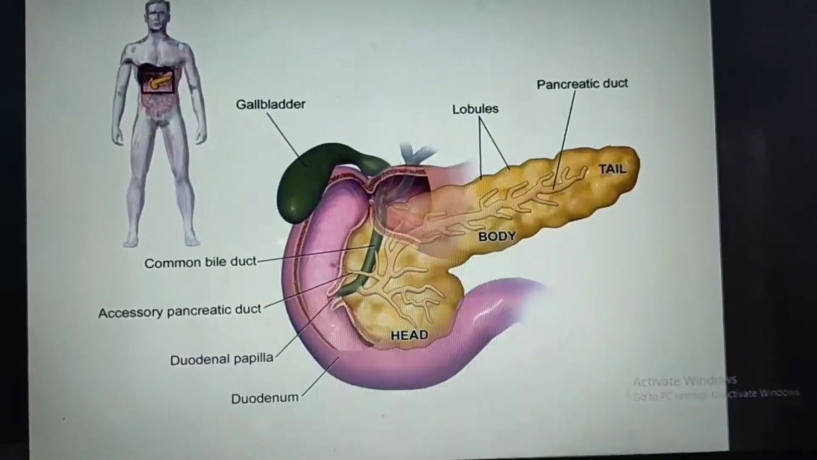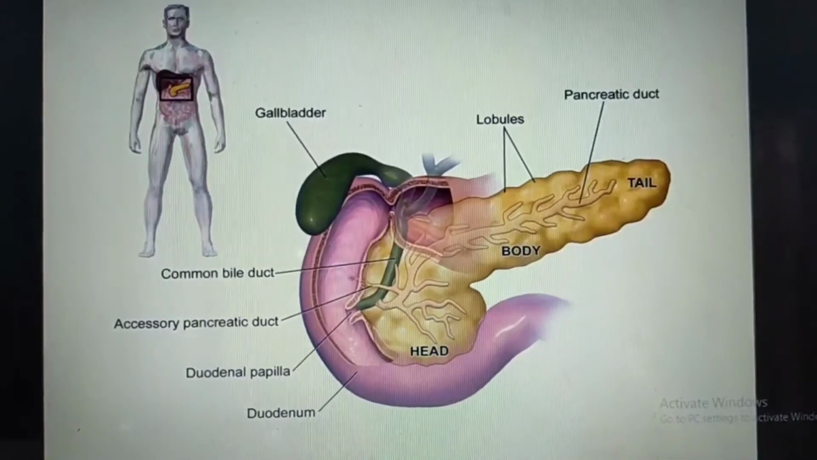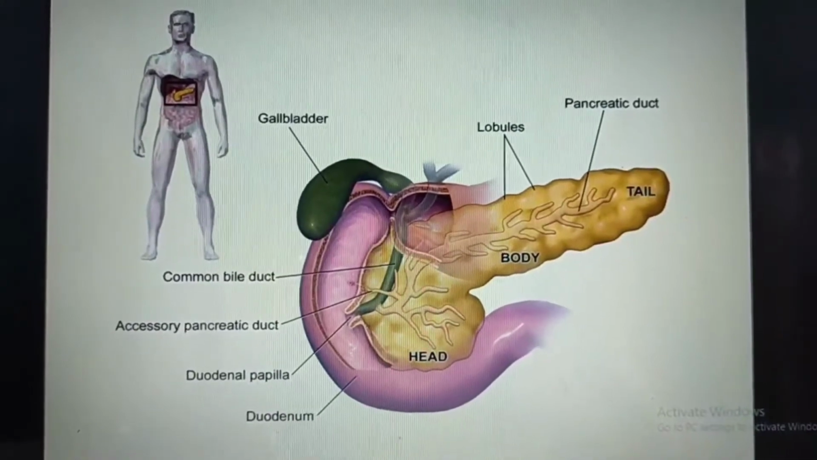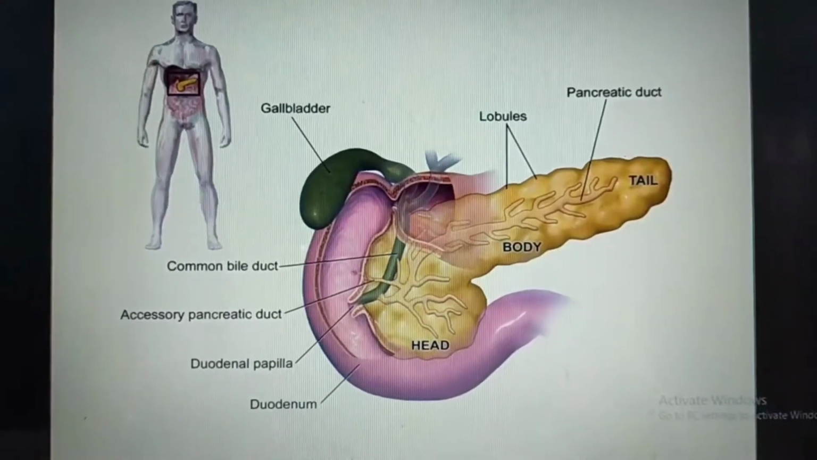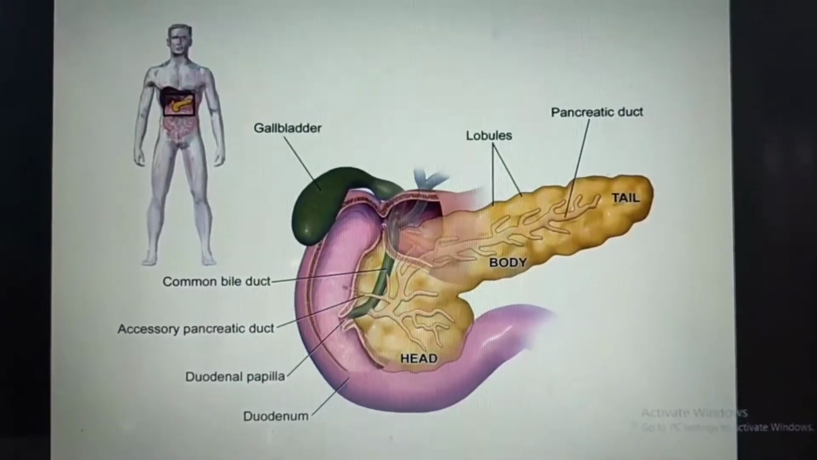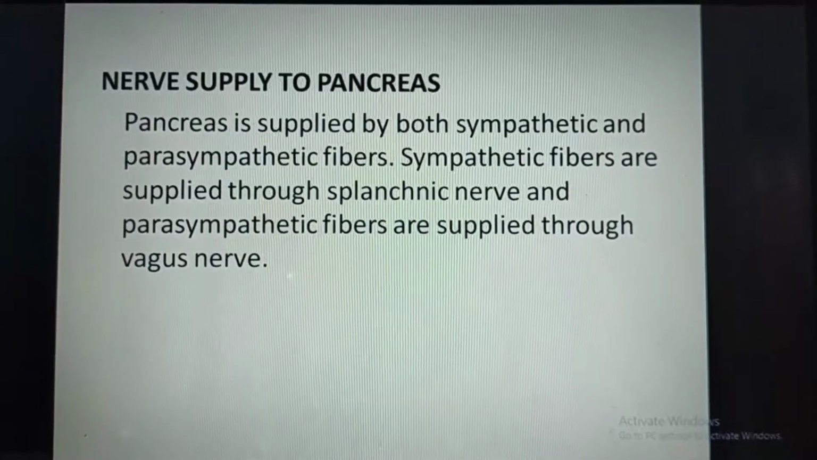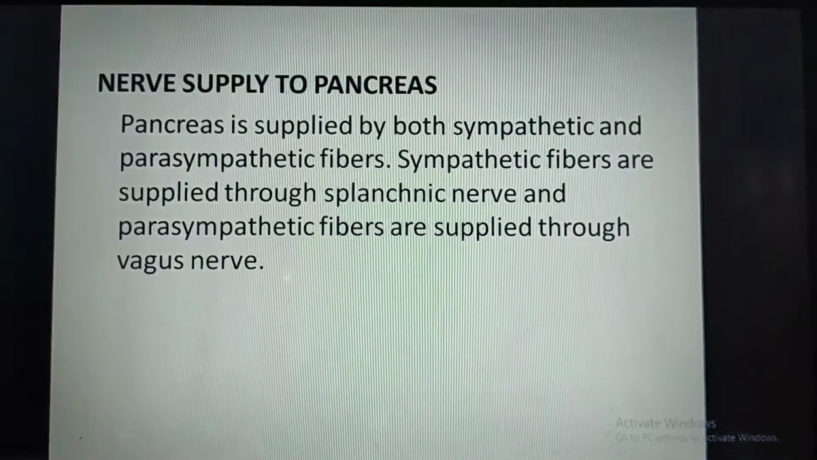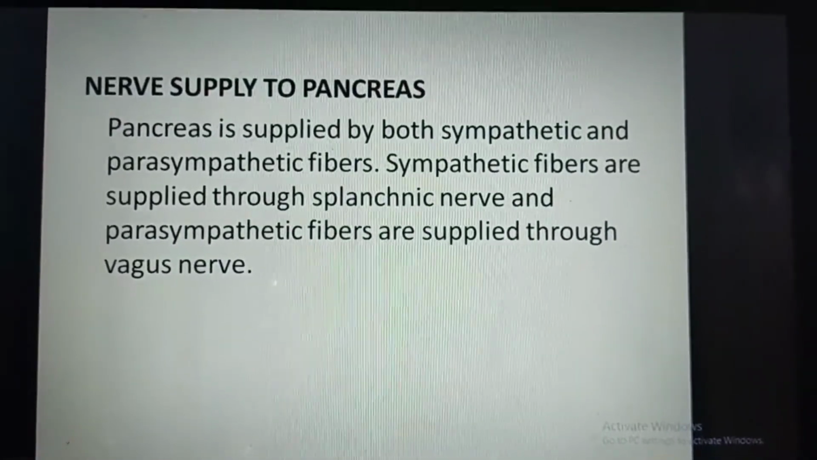So this is a figure of pancreas. We can see the head, body and tail part. There are lobules, there is a pancreatic duct, accessory pancreatic duct, common bile duct, duodenal papillae, duodenum, and in this upper portion there is a gallbladder. Now supply to pancreas. Pancreas is supplied by both sympathetic and parasympathetic fibers. Sympathetic fibers are supplied through splanchnic nerve and parasympathetic fibers are supplied through the vagus nerve.